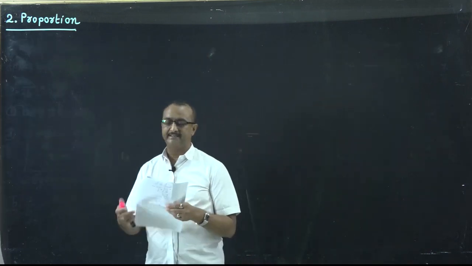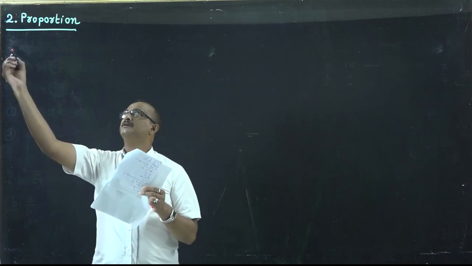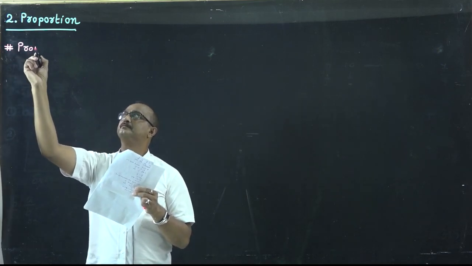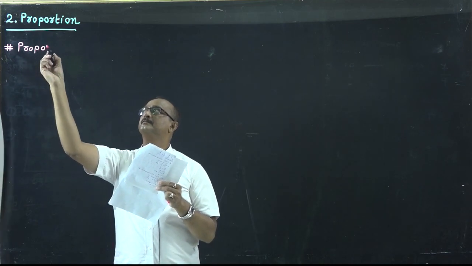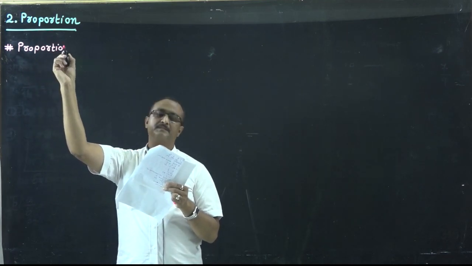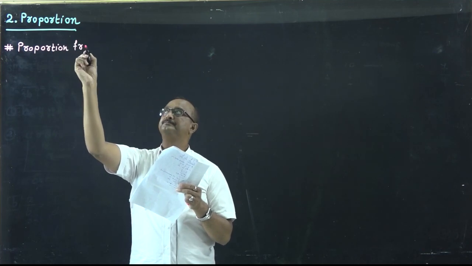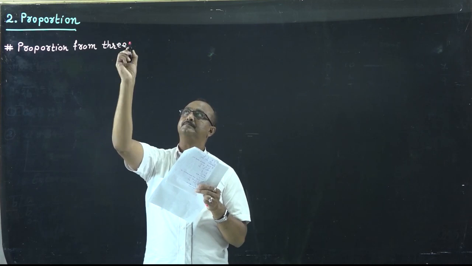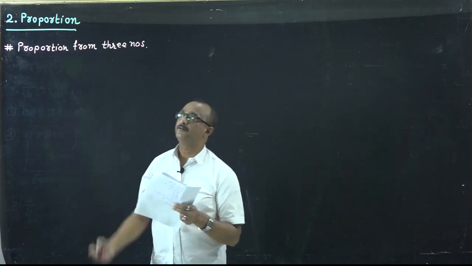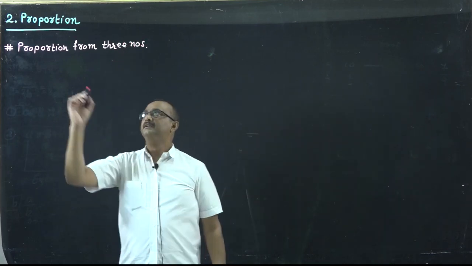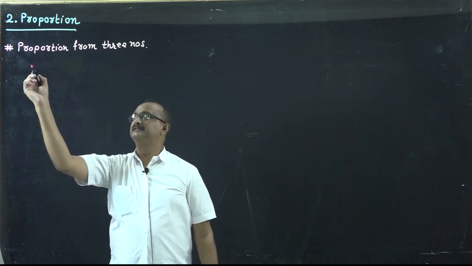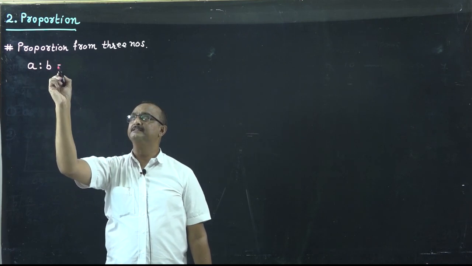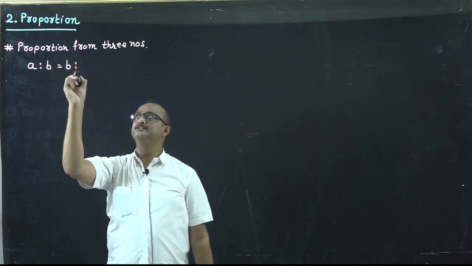Okay. Now our next topic is proportion from three numbers. For proportion of three numbers, it can be written as A is to B is equal to B is to C.